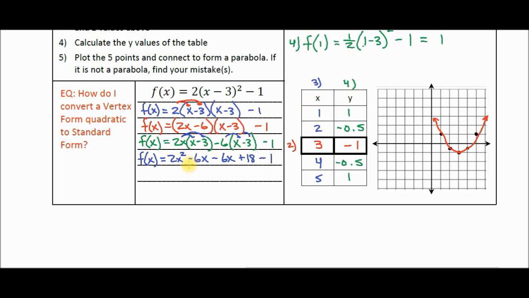And now we see we've got some like terms. These two terms have the same variable with the same exponent, so those can be combined. And then these two constants, 18 and negative 1, can also be combined. So our final standard form function is going to be 2x squared. Negative 6x minus 6x is negative 12x. And 18 minus 1 is positive 17. So there is our standard form. We started with vertex form, we used distribution, and ended up with a standard form quadratic. f of x is equal to 2x squared minus 12x plus 17.